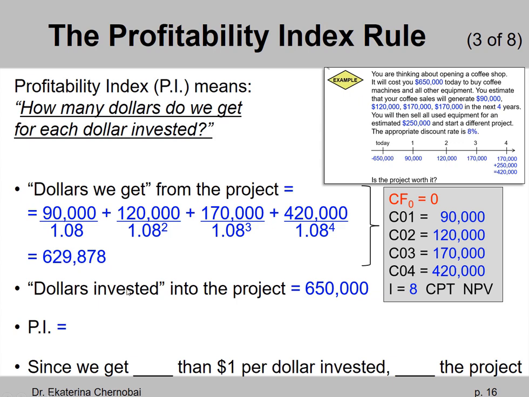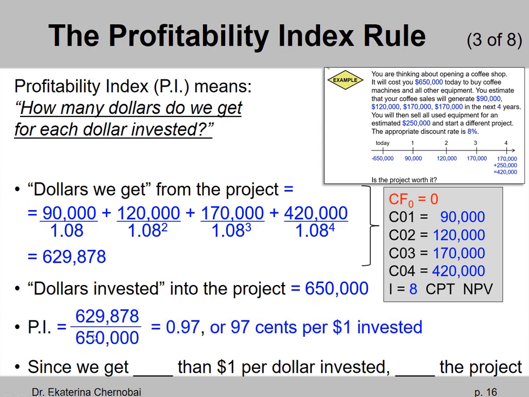So that's how we get $629,878. To find the profitability index, instead of subtracting the $650,000 initial investment, we are going to divide by it. So $629,878 divided by $650,000 gives 0.97. How should 0.97 be interpreted? It means for every dollar invested today, we get back 97 cents, right? 97 cents per dollar invested.